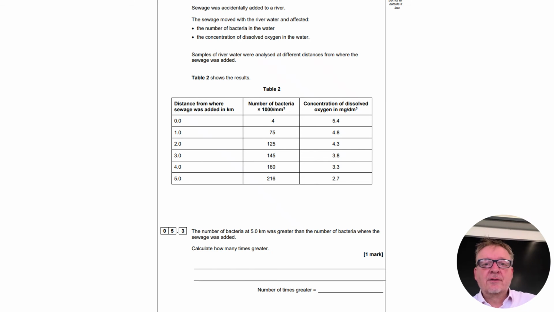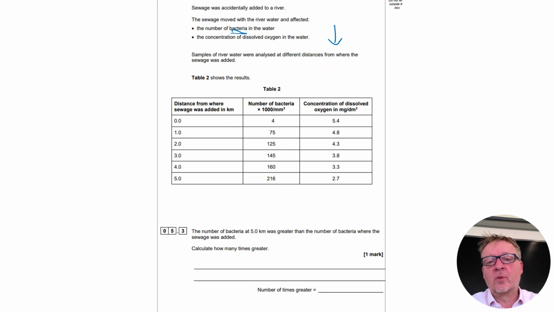Okay, 5.3, sewage was accidentally added to a river. The sewage affected the number of bacteria in the water. Nice, because the bacteria are eating it while they're living off the actual sewage. The concentration of dissolved oxygen in the water decreased. Okay, that's because the bacteria are using the oxygen in the water, and then the overall percentage of oxygen in the water is going to decrease.